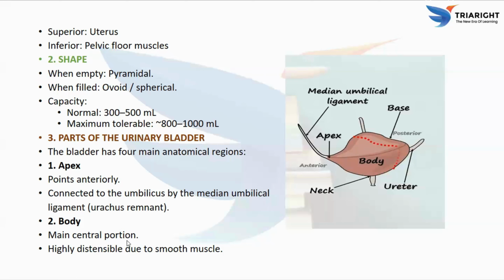Whereas the second part is body. So body, it's the largest and central part of the bladder, as shown in this diagram. So this is made up of detrusor muscle, which is a smooth muscle, so it can stretch a lot. So this is the region that expands most when the bladder fills. So the body is highly distensible because it has smooth muscle that relaxes as the urine fills. So this is about the body.